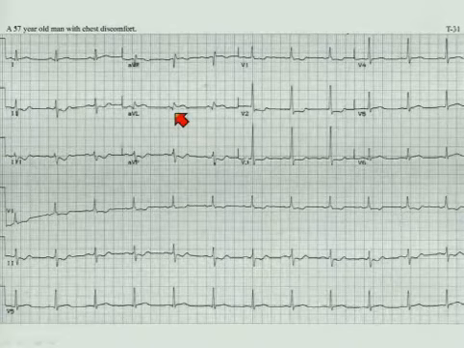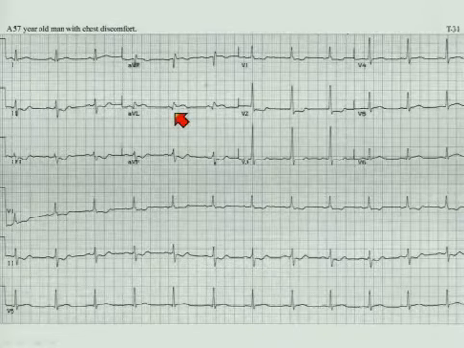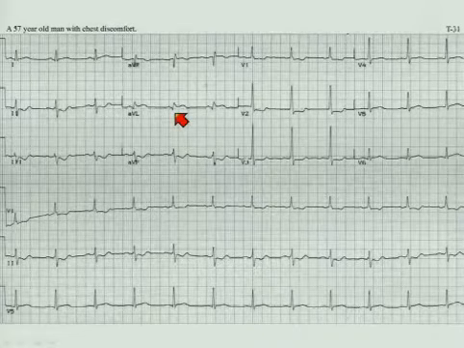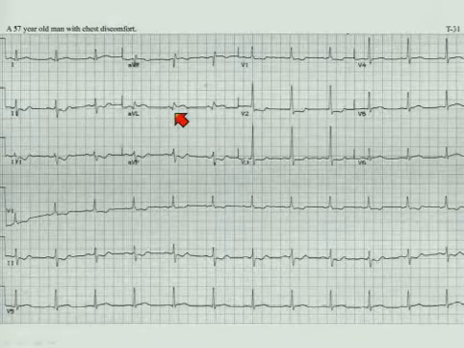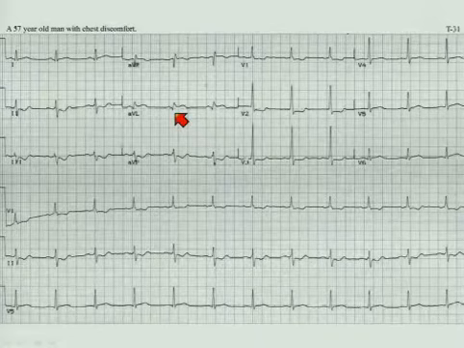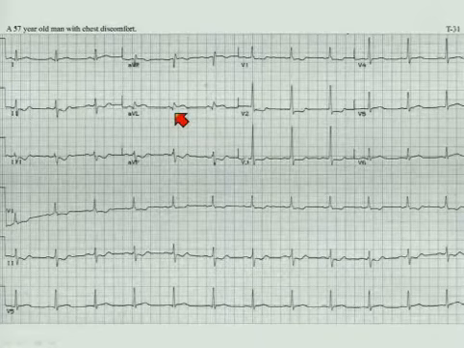There also is a prominent R wave in V1 here, which is the Q wave equivalent posteriorly. So this would be number 55 lateral MI, acute or recent, 59 posterior MI, and number 7 sinus rhythm.